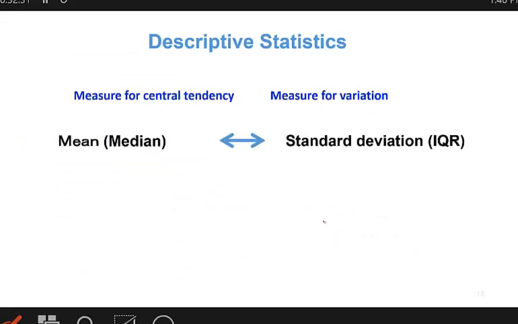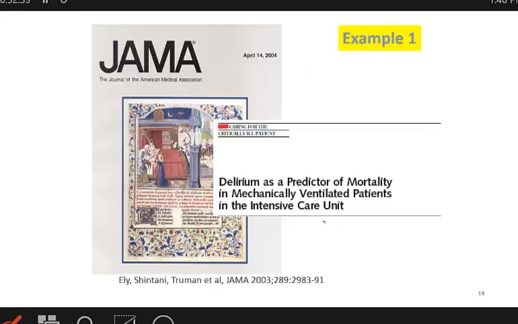Alright, so let's move on. So mean and standard deviation and median and interquartile range. And I'm sure many of you are already familiar with mean and standard deviation. So let's start with mean and standard deviation.